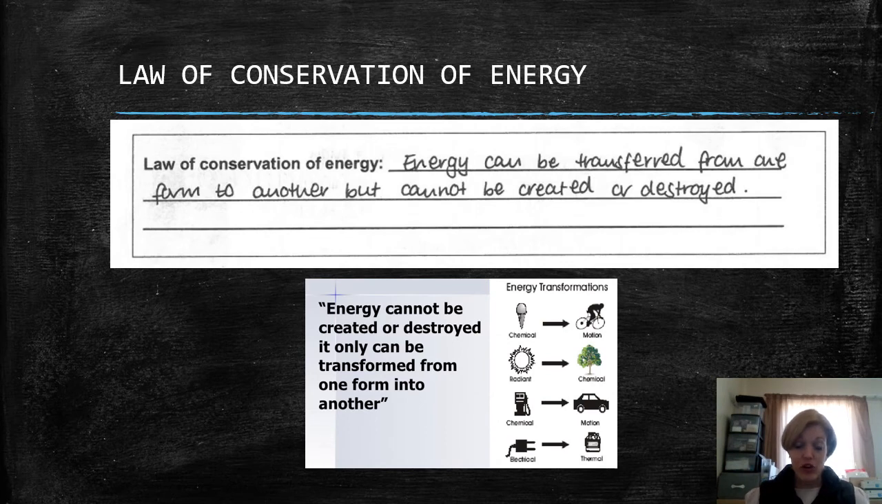As I said before, you need to be able to fill in the definition for the law of conservation of energy. Please fill that in now. It's that energy can be transferred from one form to another, but cannot be created or destroyed. Please write this in. It's very, very important. We test this later, because what did I say? Potential energy can become kinetic energy. Kinetic energy can become potential energy. They don't work in isolation.